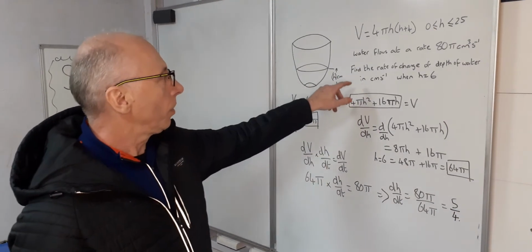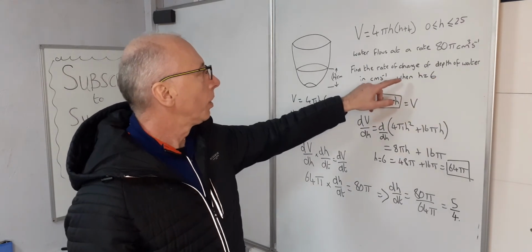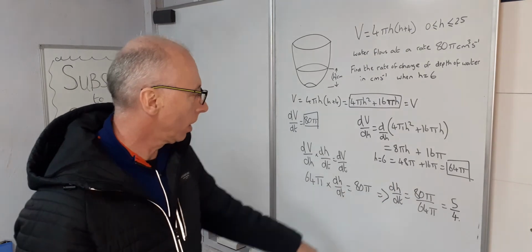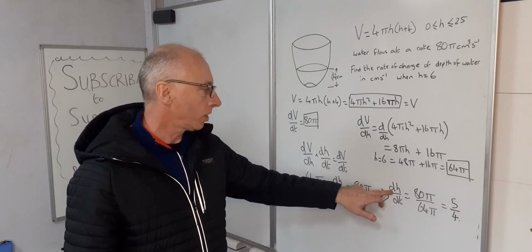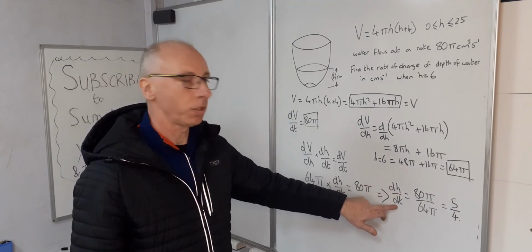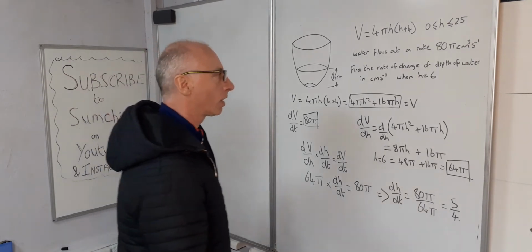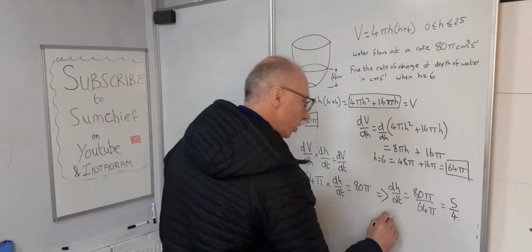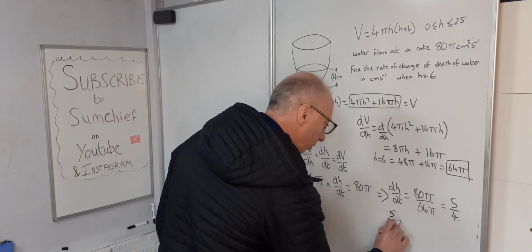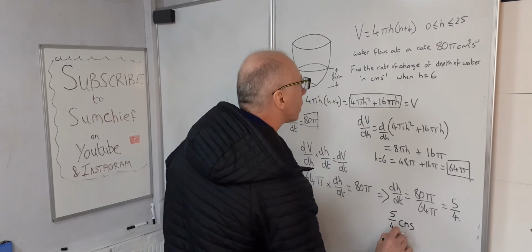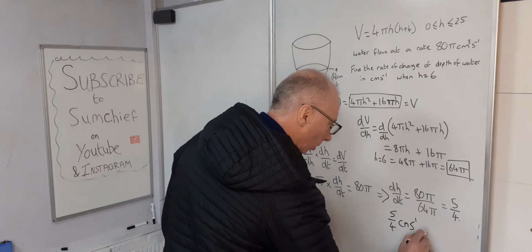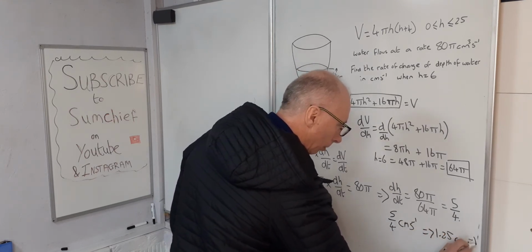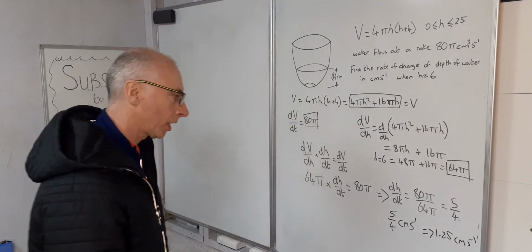So the rate of change of the depth of water in centimetres per second (cm s^-1) when h equals 6 is the rate of change of height with respect to time, so dh/dt. So what we can say is that the answer to this question is 5 over 4 centimetres per second, cm s^-1. Or you could also say 1.25 cm s^-1. And there you go, that's our answer.